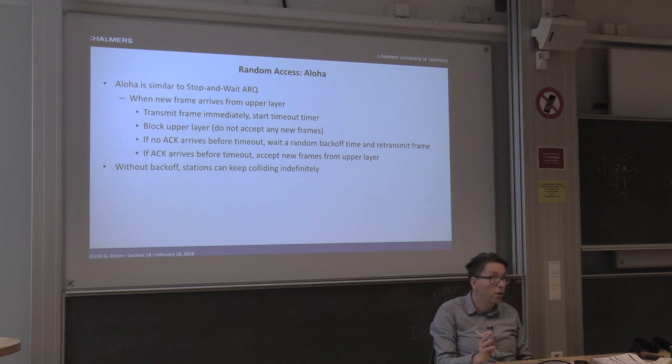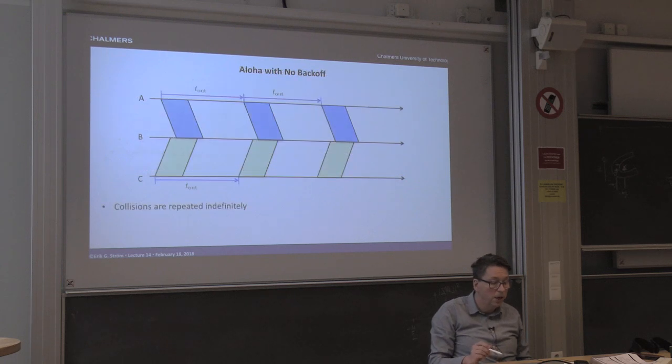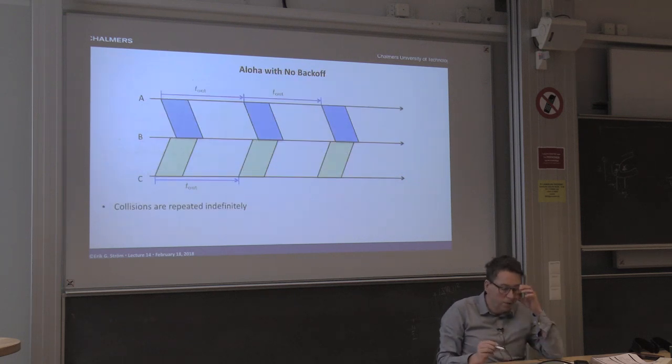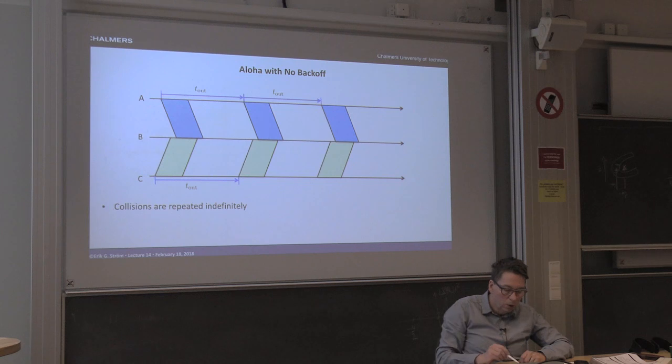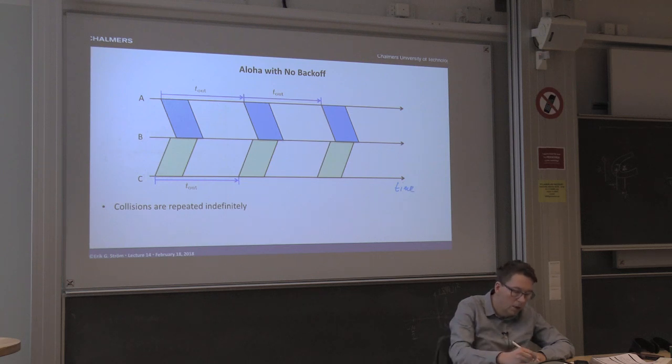So simple enough, I hope. Questions? Okay. So why is back-off needed? Well, here is a situation to illustrate why backoff is needed. So we have in this network 3 stations, and we have again here time on this axis, and we have space on this axis, right?